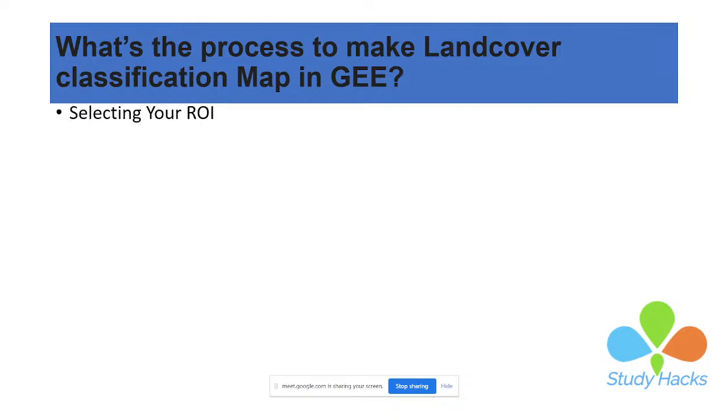Suppose you want to make the land cover classification map for any region. First of all, you need to import your shape file into the Google Earth Engine platform. Then you need to choose and filter the image collection. Suppose you want to use Landsat or Sentinel, you need to choose your image, then filter it according to the time period, the image properties, or whichever factor you want. Choosing your image is the second process.